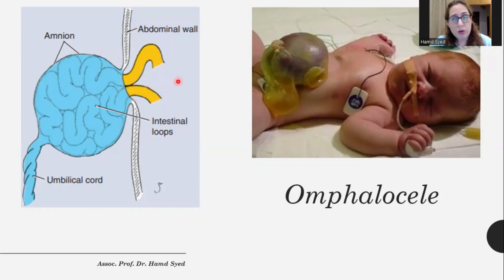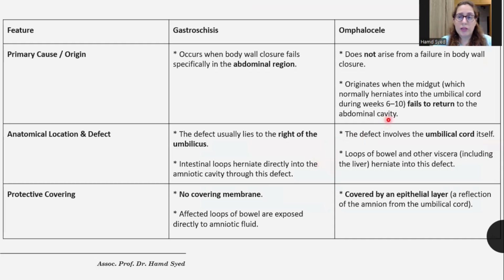If they fail to return, then that would mean, as you can see over here, the intestinal contents of the baby are still protruding through the umbilicus outside the body, within the umbilical cord, and over here they are covered by the layer of amnion. This condition is known as omphalocele, and we need to differentiate it from the true ventral body wall defect, that was gastroschisis. So here is a table showing us the important differences between gastroschisis and omphalocele, and I've already told you the cause.